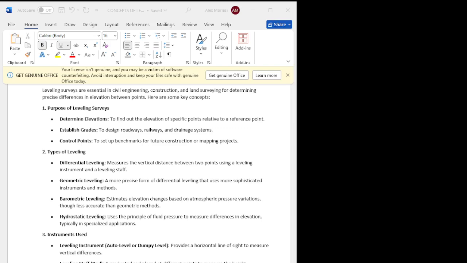With your friends in a group of two, maybe three, you can discuss or describe the different types of leveling, that is differential leveling, geometric, barometric and hydrostatic. You can use one to two minutes to discuss that. I think you can have one minute so that I can give you the point of my view.